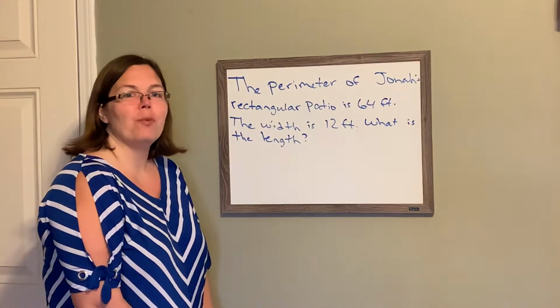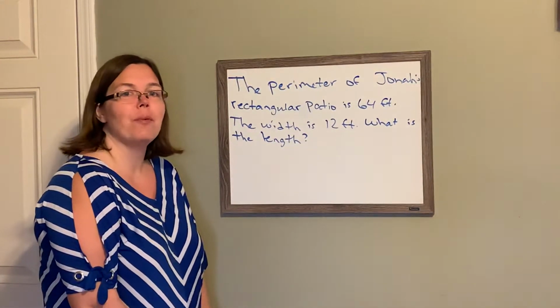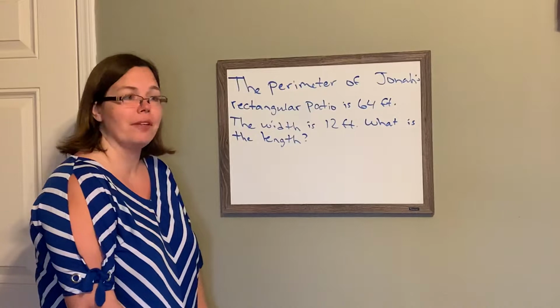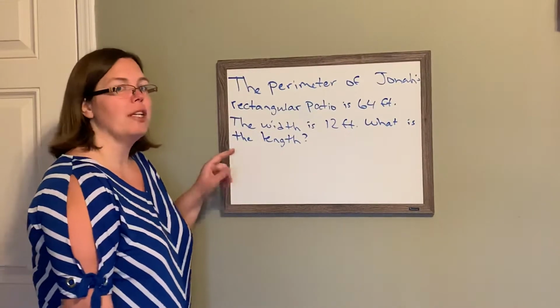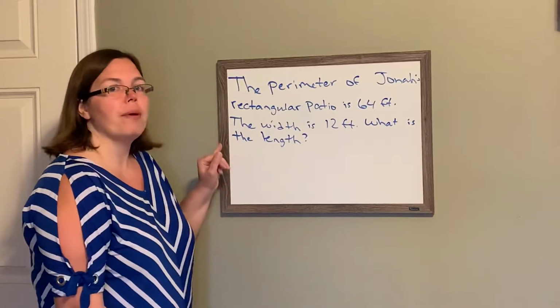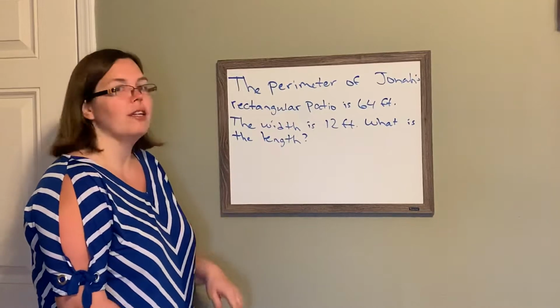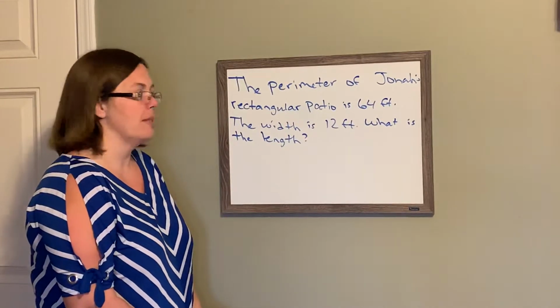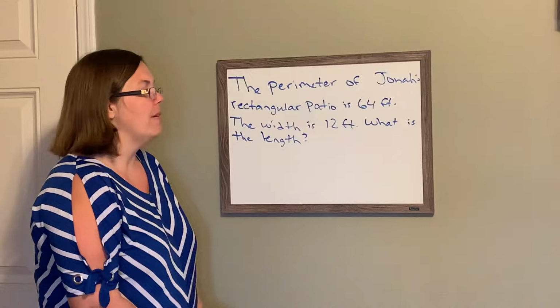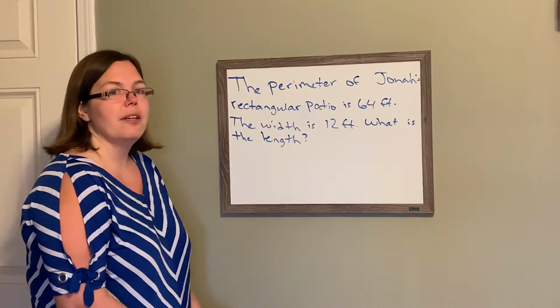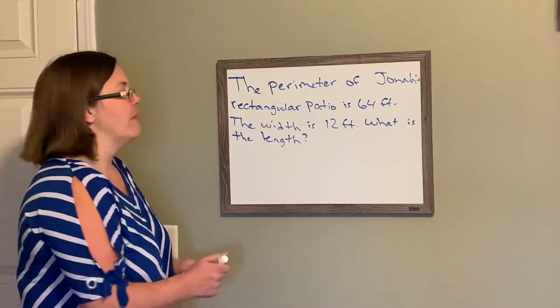In this video, we will learn how to find the missing side when the perimeter or area are given. I pre-wrote a question on the board here. It says the perimeter of Jonah's rectangular patio is 64 feet. The width is 12 feet. What is the length? So this is different from other problems that we've done.